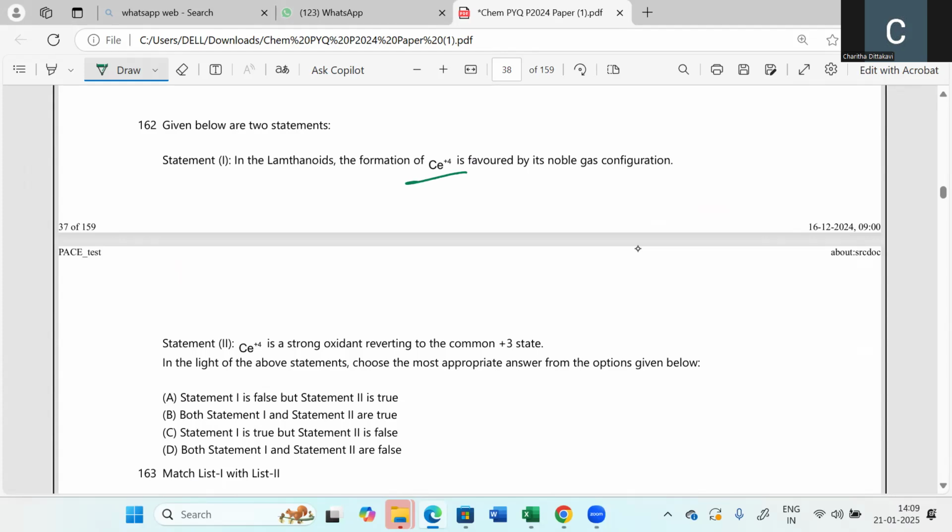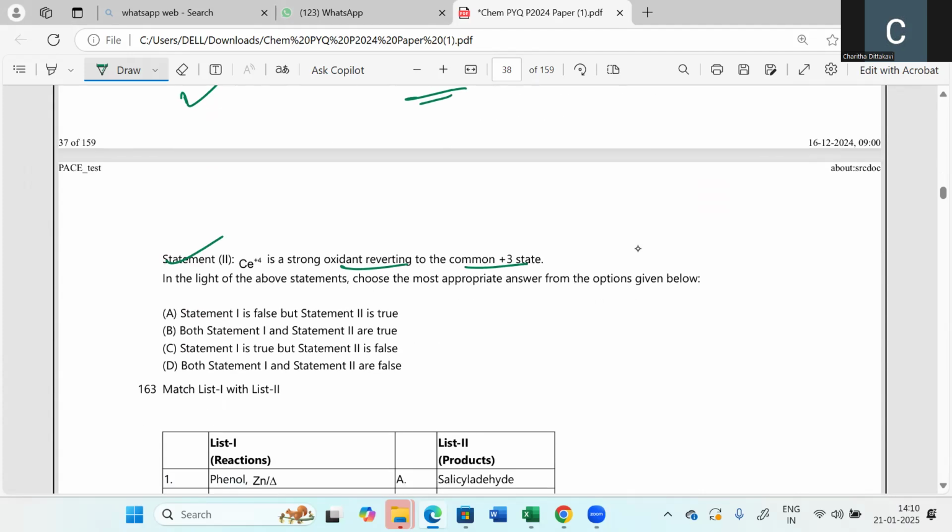Lanthanoids, the formation of Ce+2 favored by its noble gas configuration. Yes, this is direct from your lanthanoids, D and F block elements question. Is it favored by the noble gas configuration? No doubt about it. This is a straightforward question. And statement 2 is what? Ce+4 is a strong oxidant, reverting to the common +3 state. Yes, as you move down, the +3 state is more stable in comparison with this. So definitely statement 2 is also right. So both statement 1 and 2 are right.